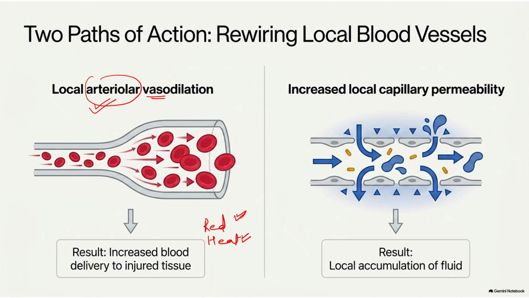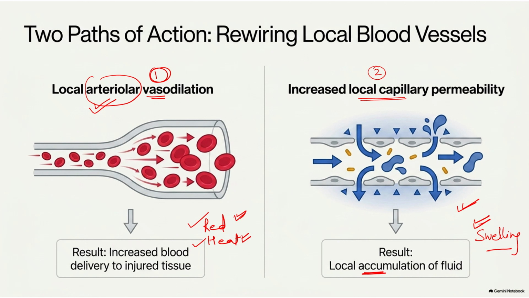Now the second action is that it will increase the permeability. It will make the capillary more permeable so that fluid along with other components can come out into the surrounding tissues, and because of which they accumulate. So it leads to swelling. So please understand the two things carefully. Histamine is responsible for vasodilation. Because of vasodilation, the area becomes red and a lot of heat is produced. Then it increases permeability. Because of permeability, swelling is there.